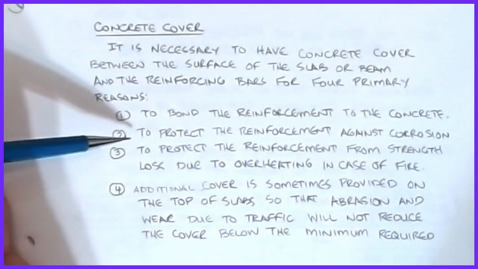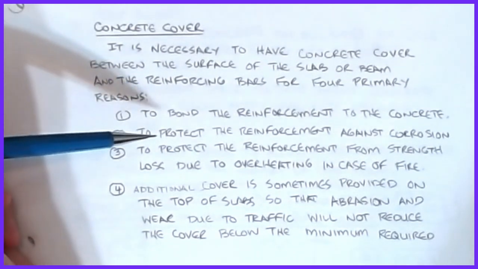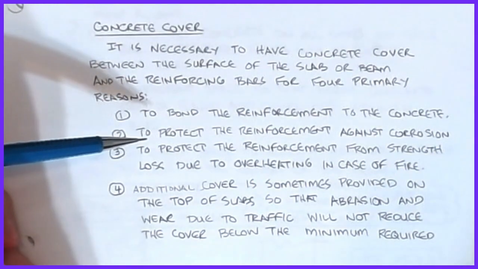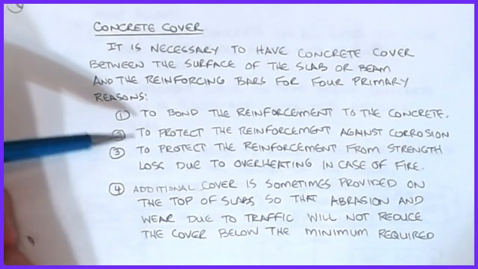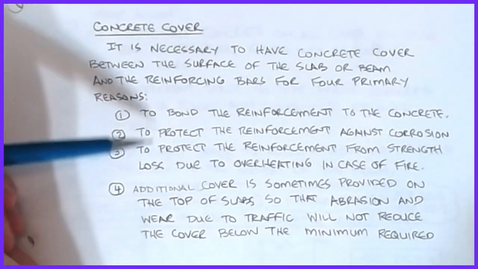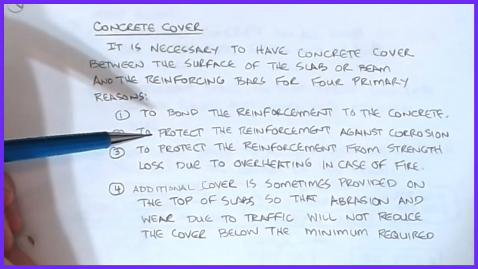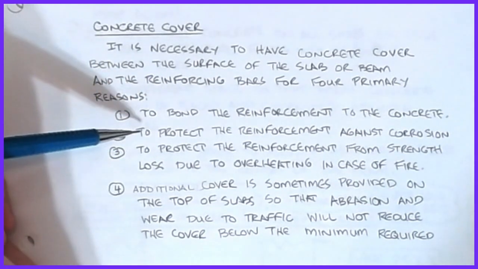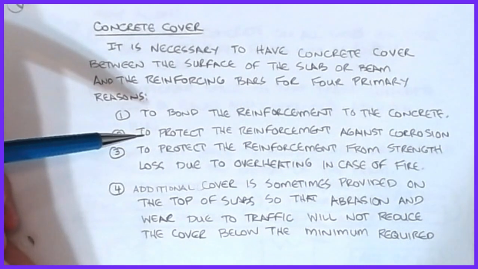Okay, we need something that will protect the reinforcement against corrosion. Now, we talked about the alkalinity in the concrete being a shield for the steel, but if it cracks, then we have issues with corrosion, okay? And so the thinner the cover, the more likely a section is to crack or spall off or get damaged and be knocked off. So we want to be able to protect against corrosion, okay?